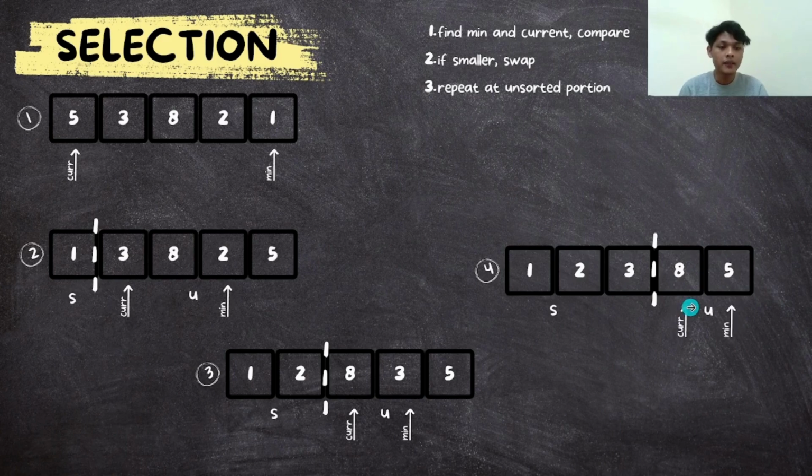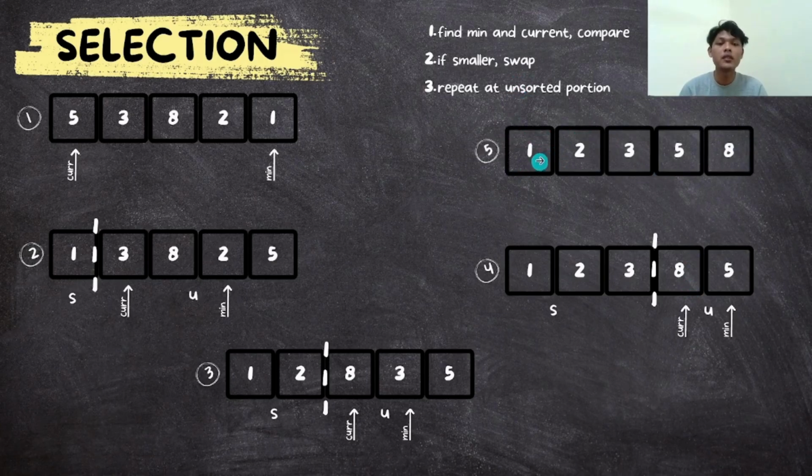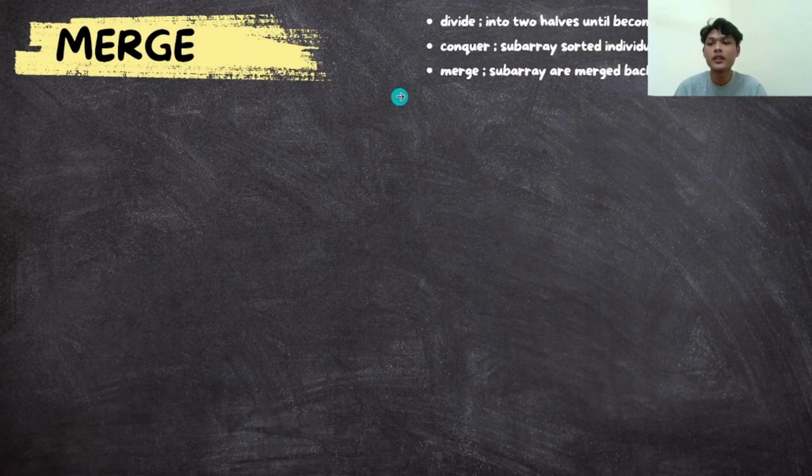And lastly, we are currently at number 8, and 5 is smaller than 8, and we swap it again. So finally, this is our sorted array: 1, 2, 3, 5, and 8. And this is the sorted portion, and it is completely sorted. So the next type is merge sort.